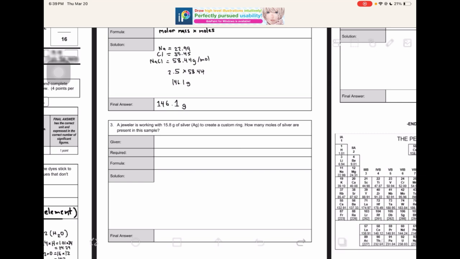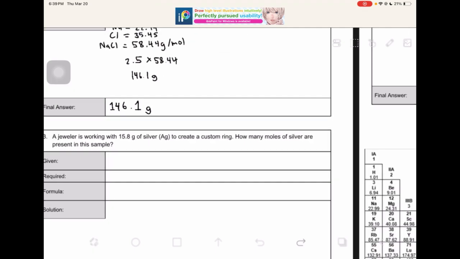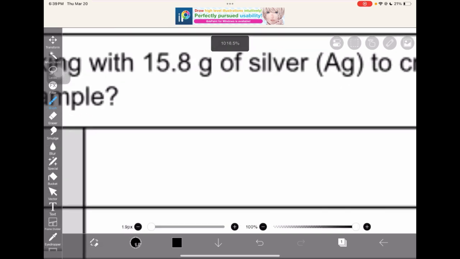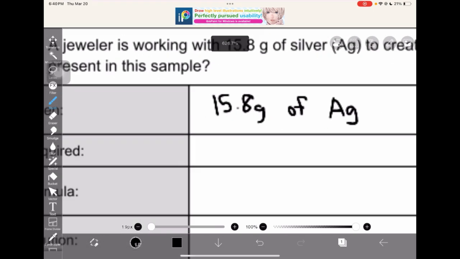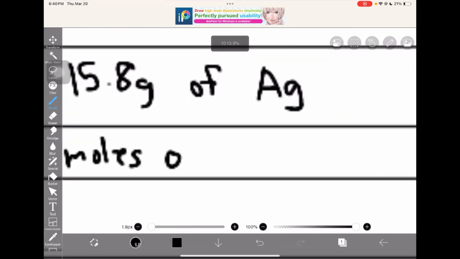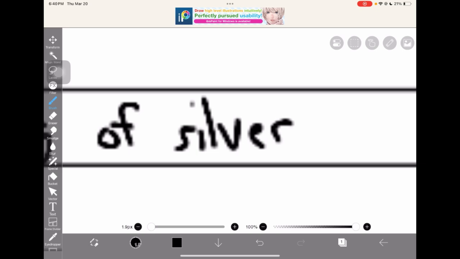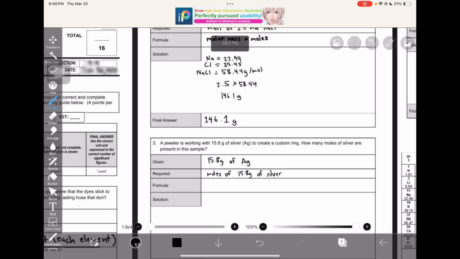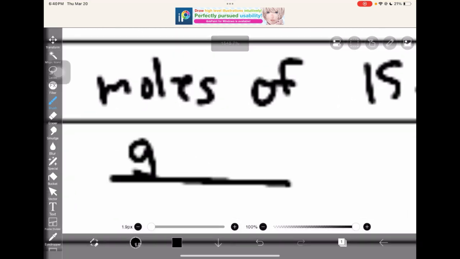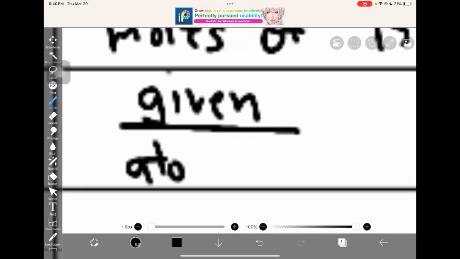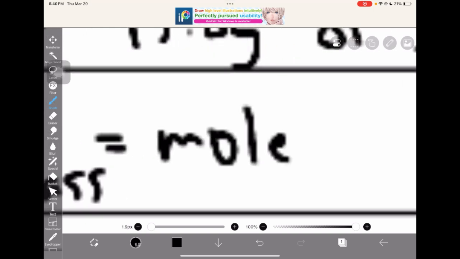Next one. A jeweler is working with 15.8 grams of silver to create a custom ring. Now we're looking for the amount of moles. First and foremost, let's list our given. 15.8 g of silver. And then we're required moles of 15.8 g of silver. Now since we multiplied over here to find it, this time we're gonna divide. So since Ag is just an element, we have given over atomic mass equals moles.